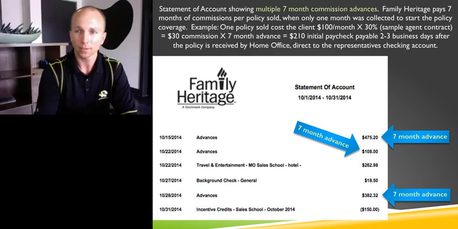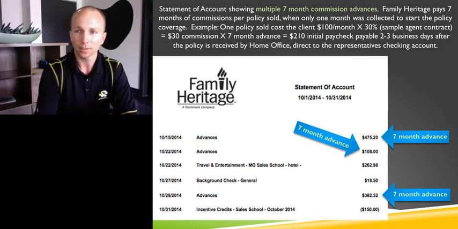So Family Heritage puts their money where their mouth is. They pay you a lot more cash than you've actually earned, assuming that you're a professional, that you're writing good business, that your business will stay on the books, etc. So your actual paycheck from that one simple policy sold is $210. And Family Heritage direct deposits through a system called Fast Cash straight to your personal checking account, 2 to 3 business days after that policy is processed.